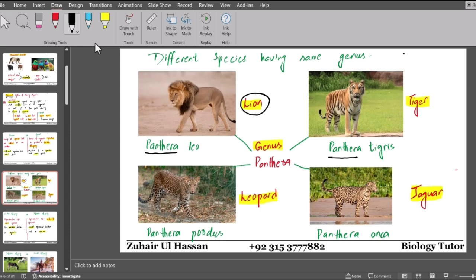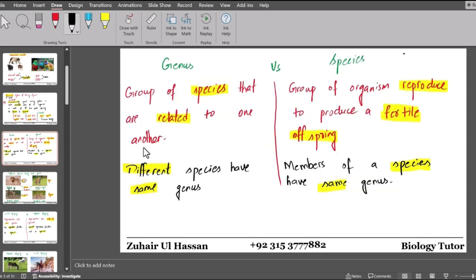And here you can see different scientific names, different binomial names of different species. The first name would always be the genus name, the second name would always be the species name. So this is the difference between the genus and the species.